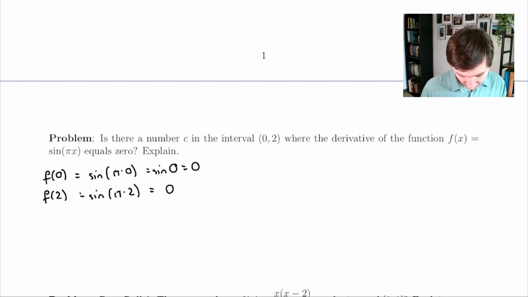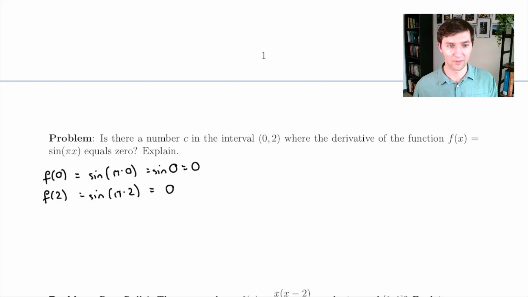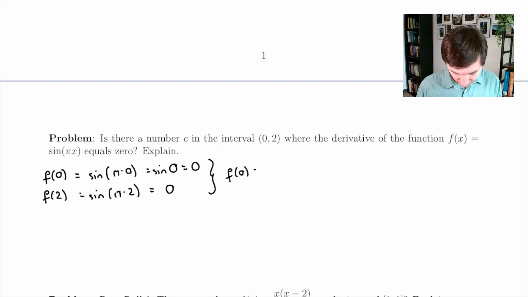Sine of 2 pi is 0. f of 0 is f of 2, which means that the first condition is satisfied. What about the second condition? Is this function continuous on the interval from 0 to 2?